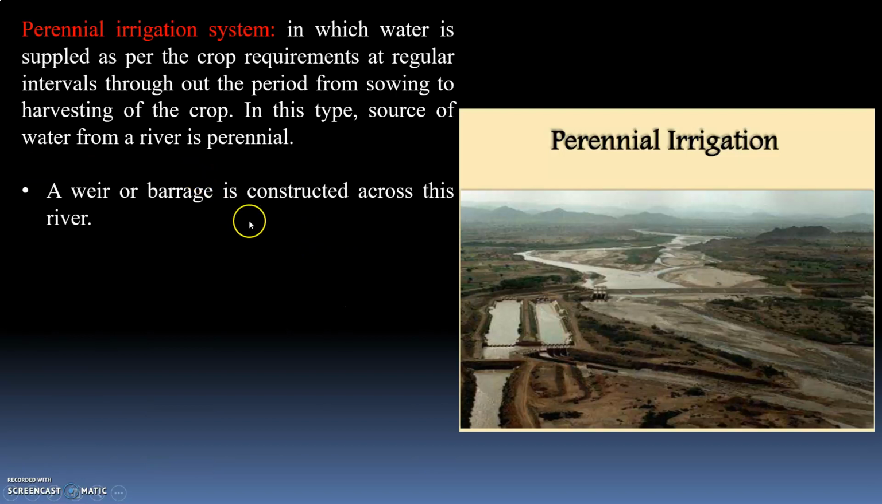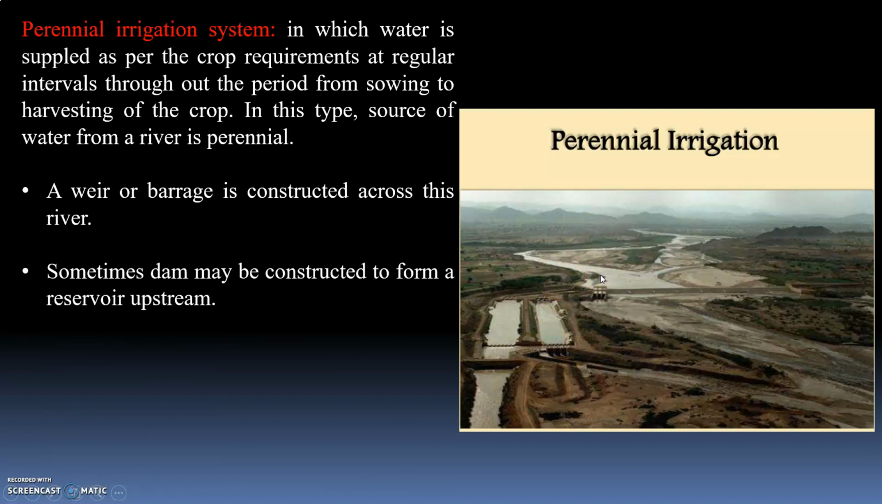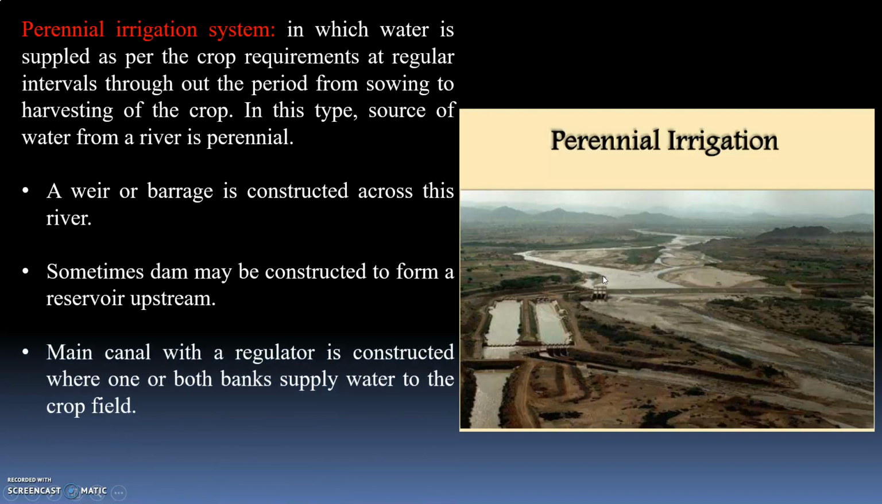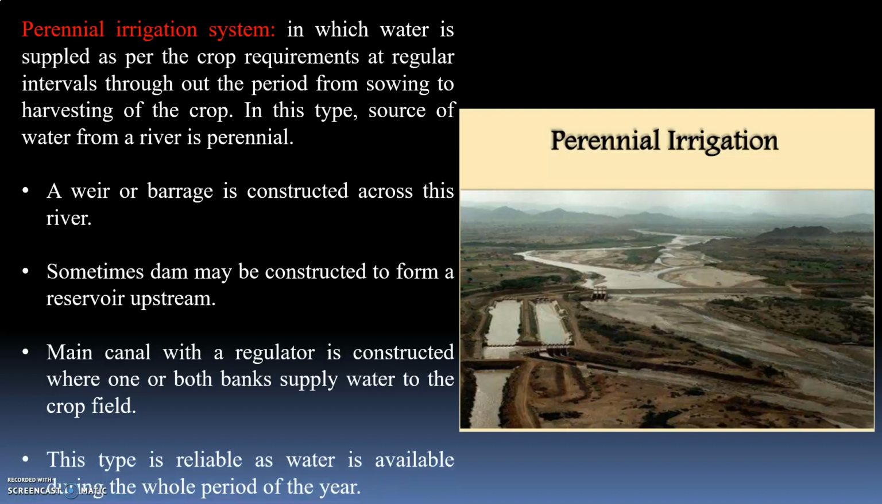Here a weir or barrage is constructed across the river. You can see here, the weir or barrages are constructed across the river. And sometimes a dam may be constructed to form a reservoir upstream. The main canal with a regulator is constructed on one or both banks to supply water to the crop field. This type is reliable as water is available during the whole period of the year. So this is about the perennial irrigation system.